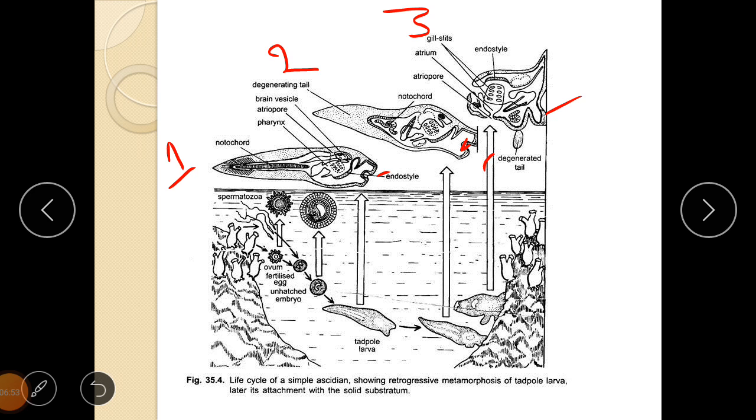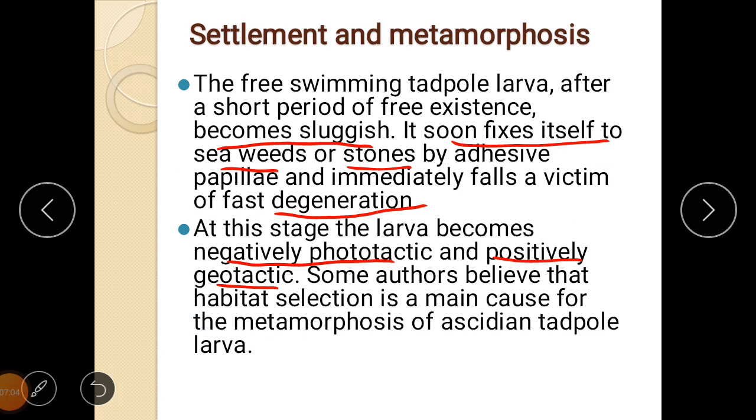You could see that. In the first stage, what is the structure of the larva, and in the third stage, you could see how the structure is different now, right? So, according to the point I have mentioned, in the larva stage they are negatively phototactic and positively geotactic. What's the meaning of it?